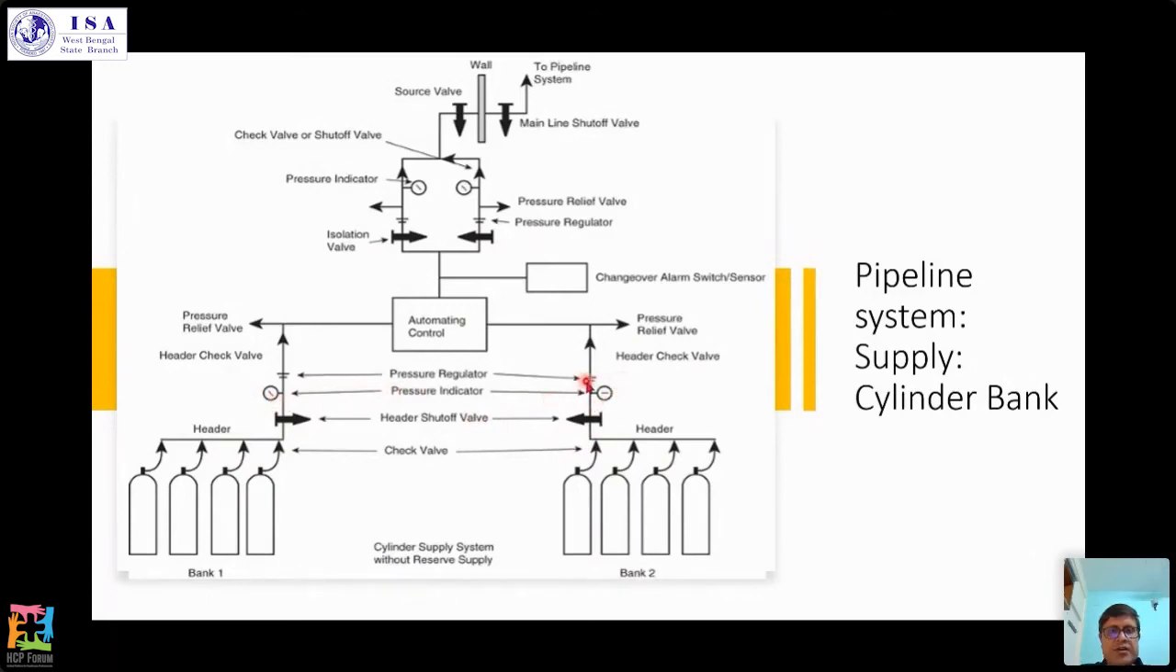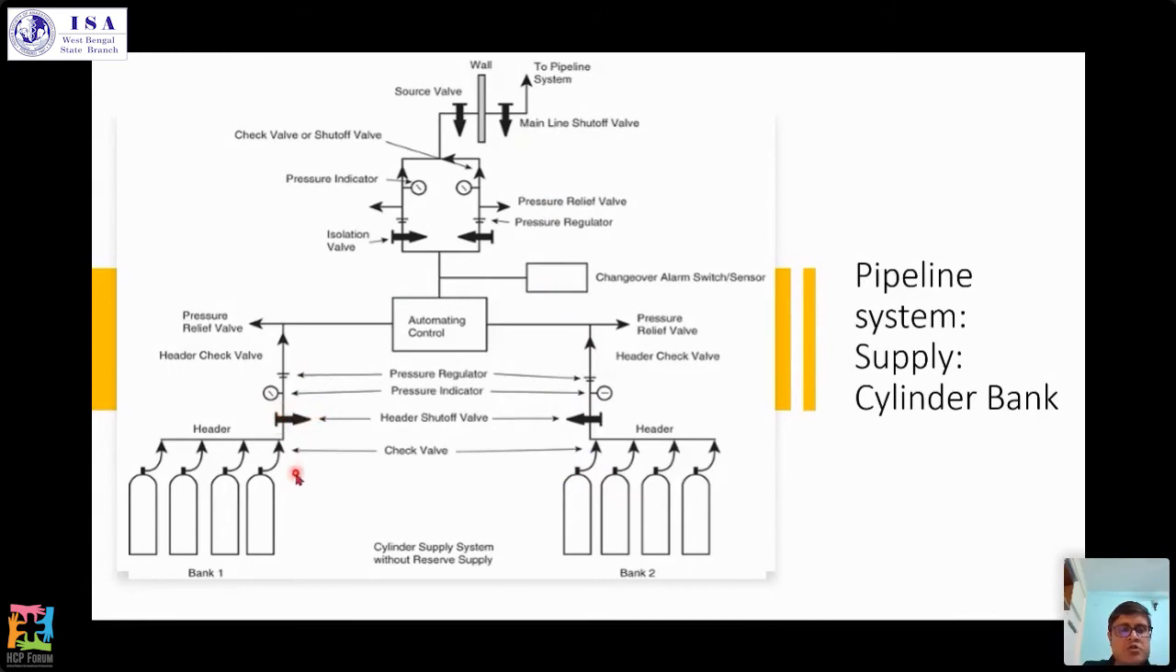Then we have pressure indicators on both sides. We have a pressure regulator on both sides. Then we have an automatic control with a changeover alarm, with a sensor and an alarm. Why do we need an alarm? The people who are monitoring these things must know that one bank is coming close to an end and it will end and it has ended, so that the cylinders are changed. And then we have isolation valves on both of these. We have the final pressure regulators and the pressure indicators and check valves on both sides, and then it gets into the main pipeline. Of course, there are separate shutoff lines as well.